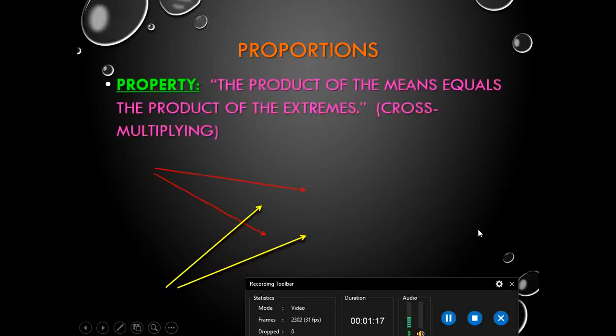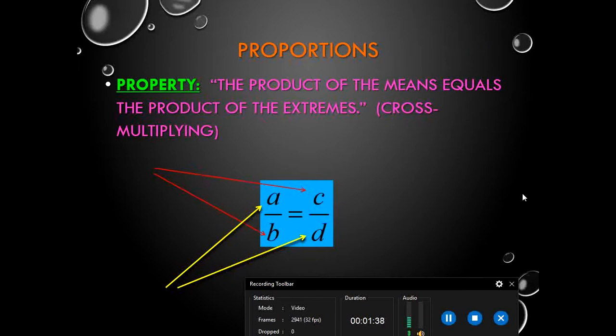When you solve a proportion, we technically cross multiply. That's what we've been telling you all these years. But in geometry, we have a formal property. It's called the product of the means equals the product of the extremes. Again, it's just a formal way of saying cross multiply. So this is the original format for a proportion that we saw on our last slide.